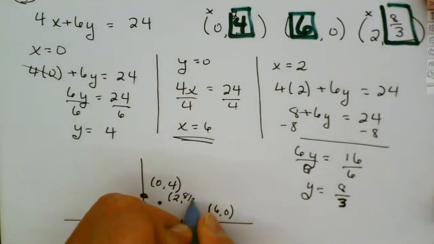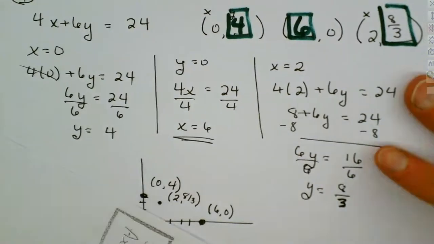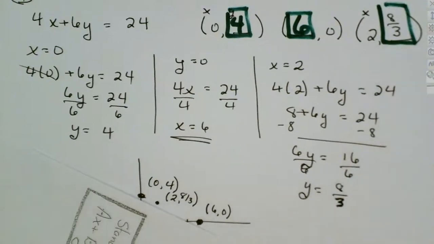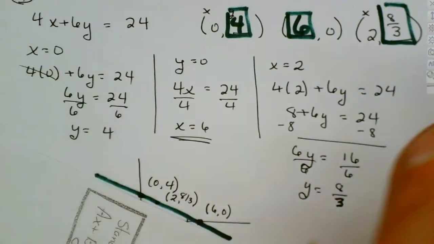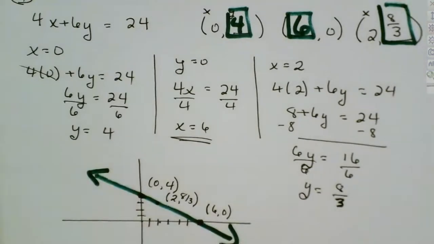2, 8 thirds. So it's at about 3. Okay, 8 thirds is 2.6 repeating, so we're going to say it's about 3. Now we should be able to connect these together. So we're going to go ahead and connect our line together here. If they don't make a line, you made a mistake. They should always make a straight line like this. And there's your answer. So we graphed it, and we finished our ordered pairs.